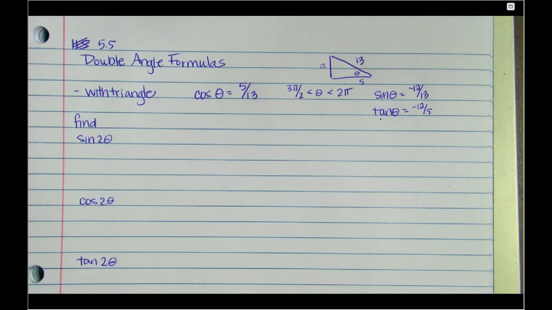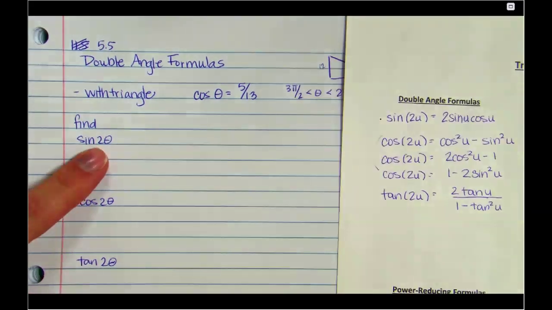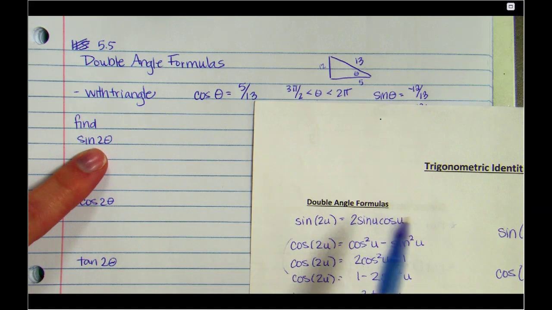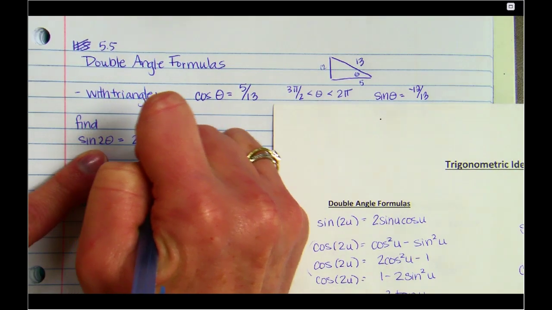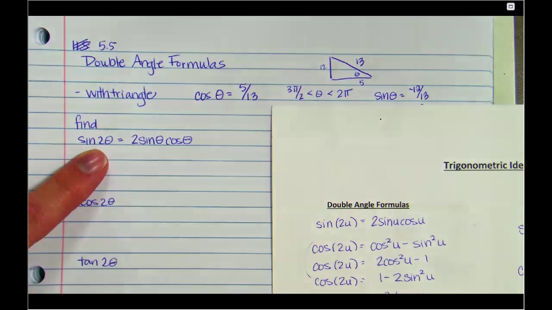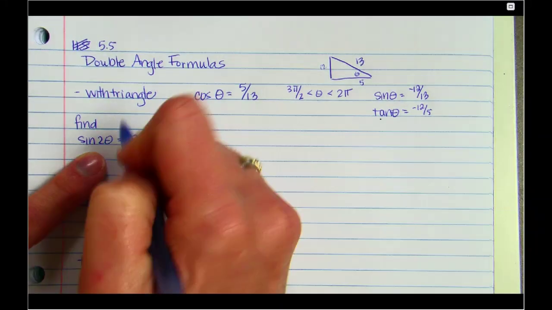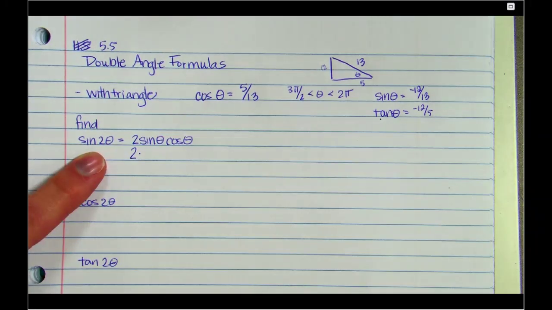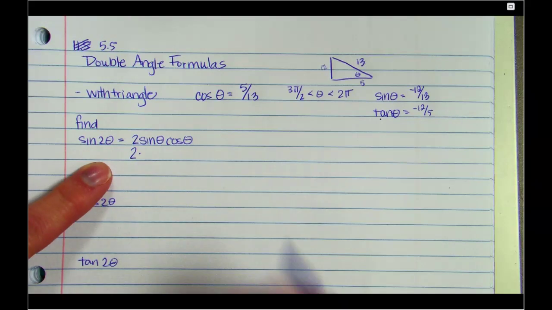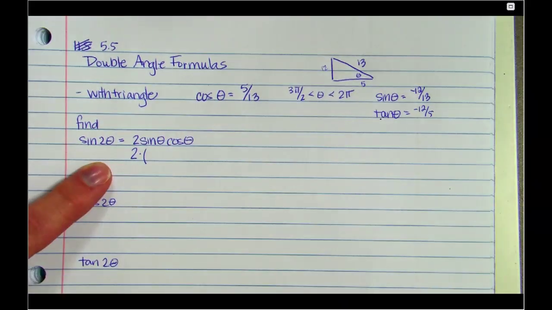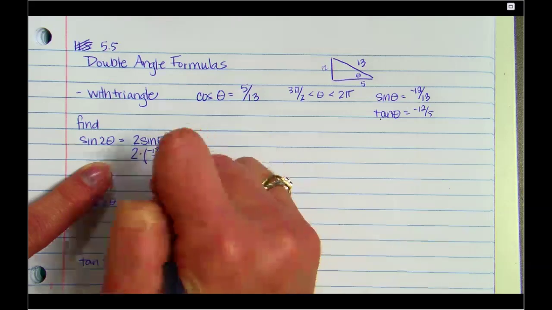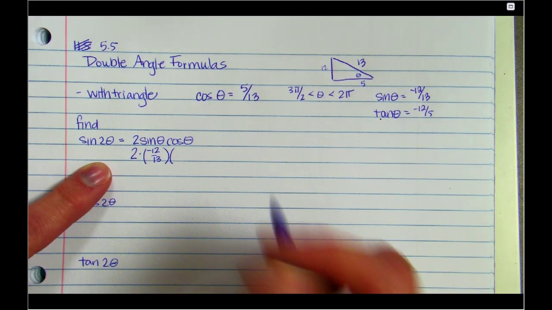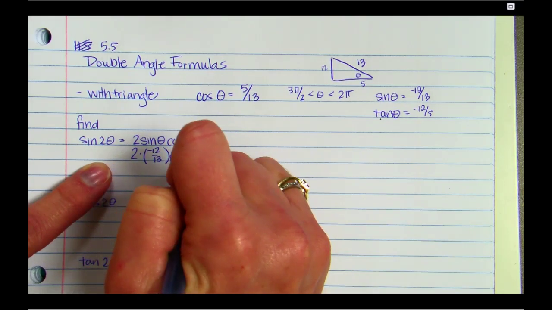That's the hardest of the work you have to do. The rest is following formulas. So sine of 2 theta is the top one. To find that, we're going to do 2 sine theta times cosine theta, because that's what the formula says. So it's 2, times the sine theta, which is 12 over 13, times the cosine, which is 5 over 13.